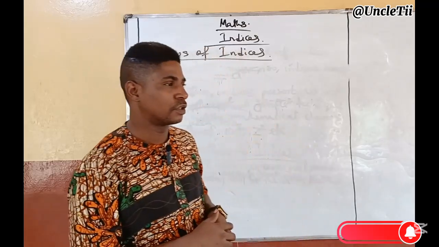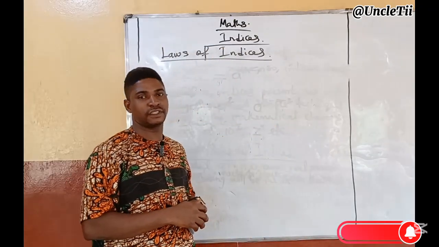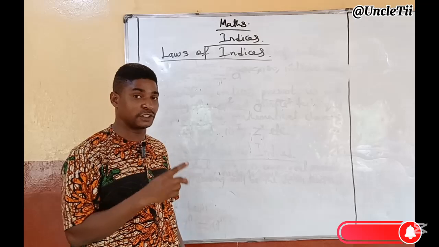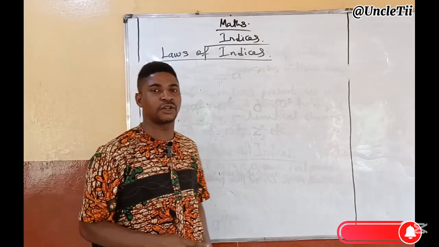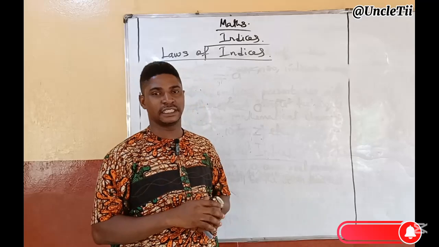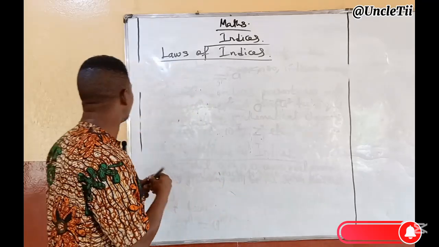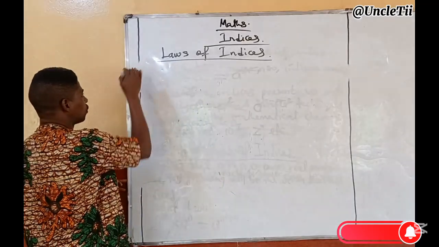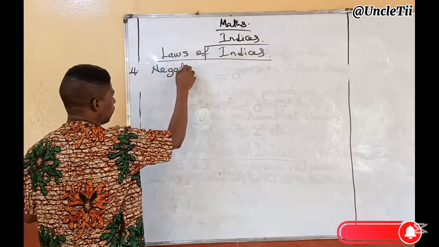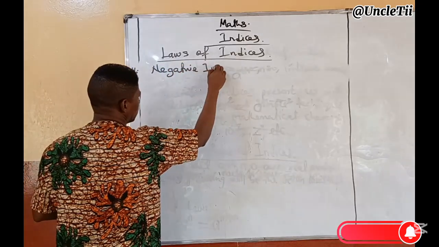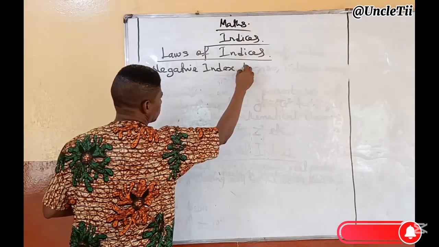Let's continue with the laws of indices. Don't forget that in the last video we looked at the first three laws: the product law, the quotient law, and the zero index law. We move now to the fourth law. The fourth law is the negative index law.